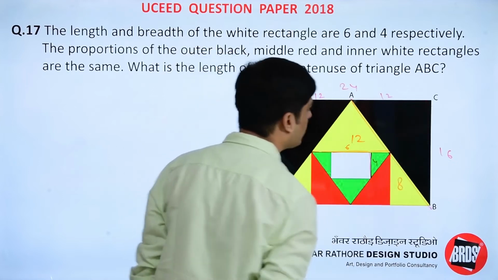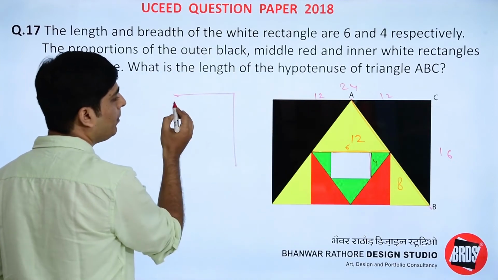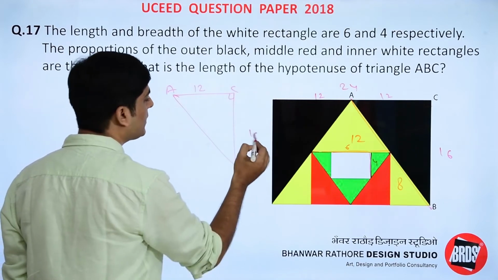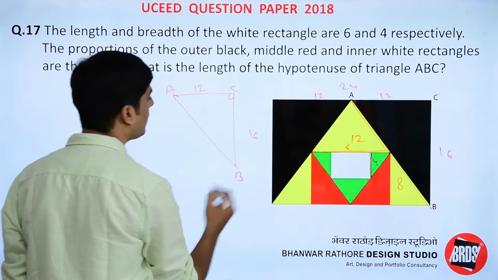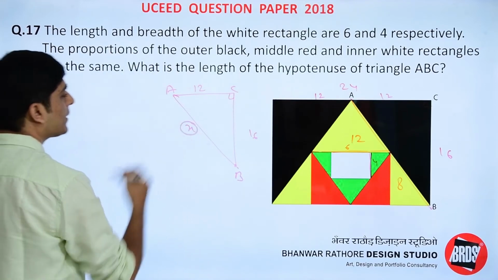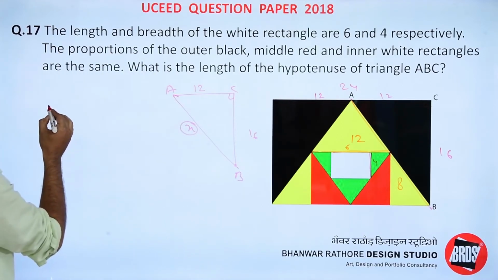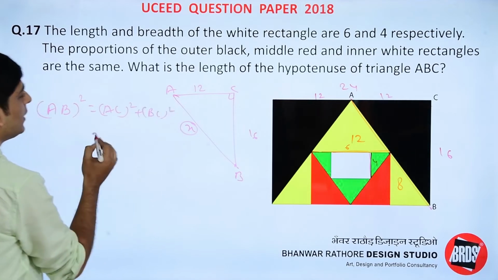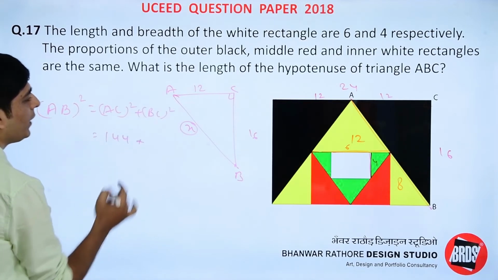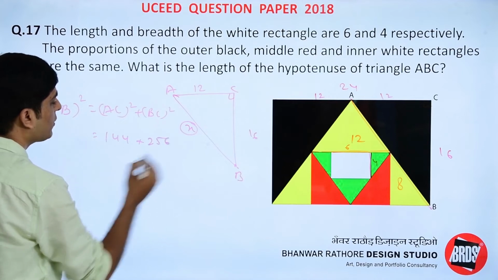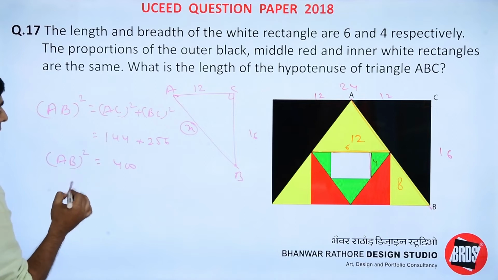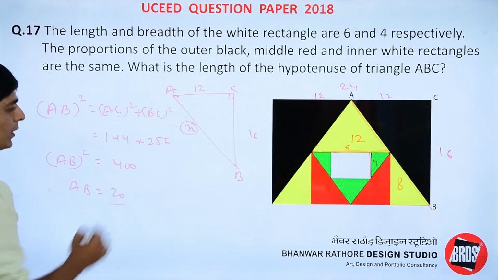And we can apply Pythagoras theorem over here in the triangle ABC. AC is 12, BC is 16. We have to identify this side. So AB square is equal to AC square plus BC square. AC square would be 12 square, which is 144, BC is 16 square, 256, summation would be 400. That would be equal to AB square. Square root of 400 would be 20. So that would be the answer.